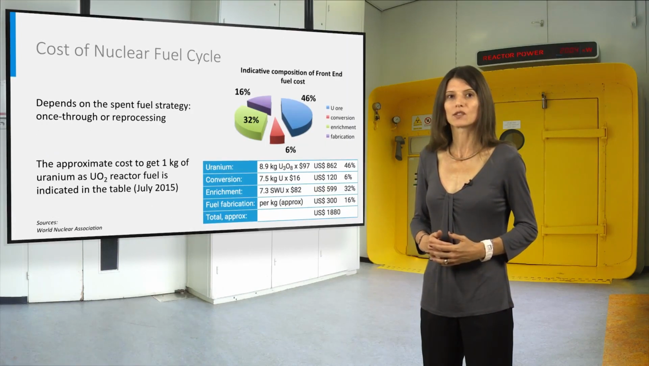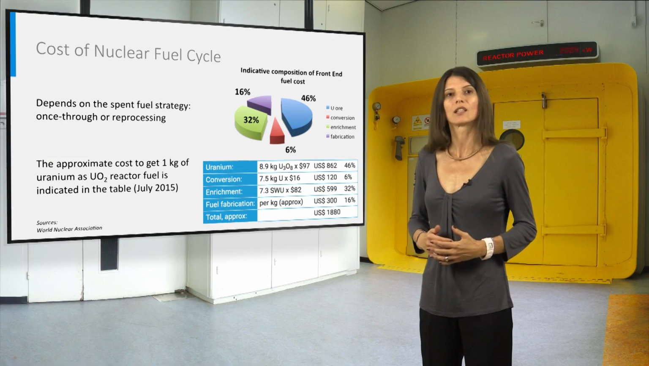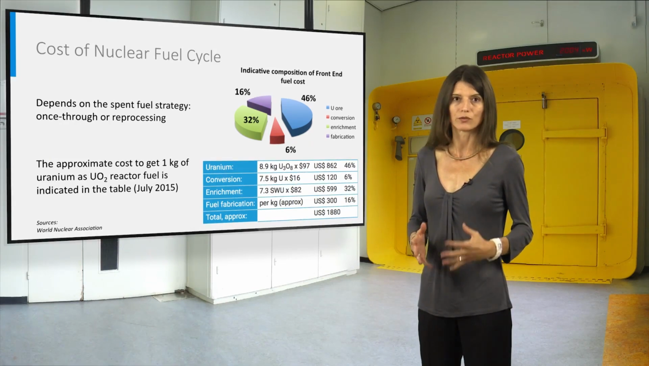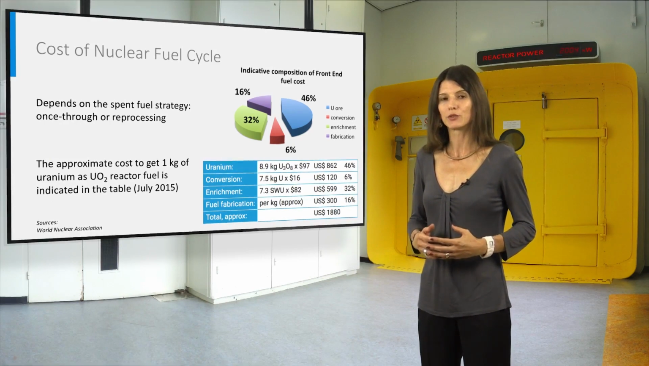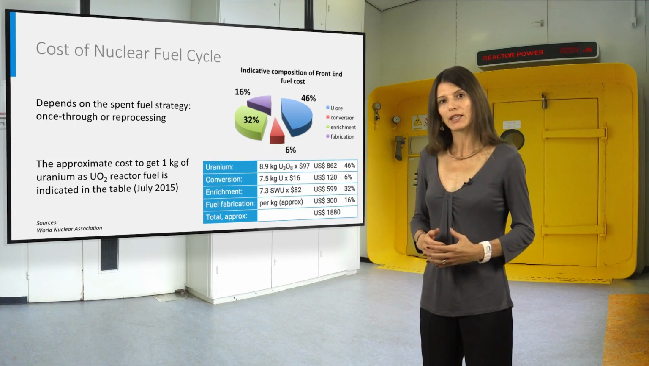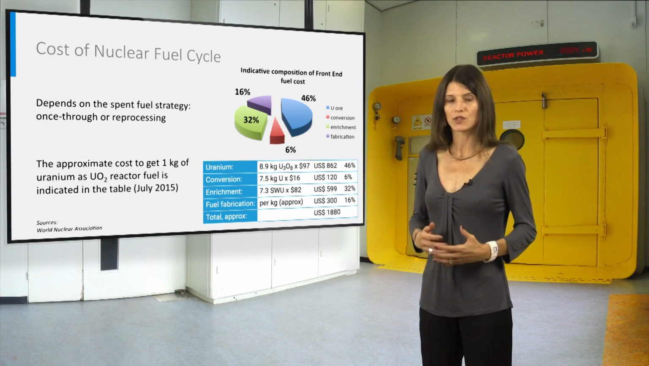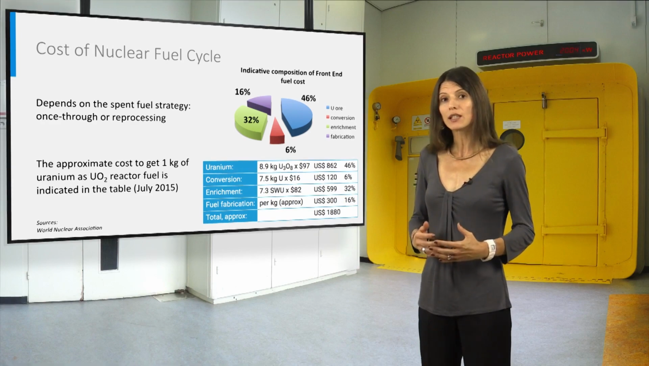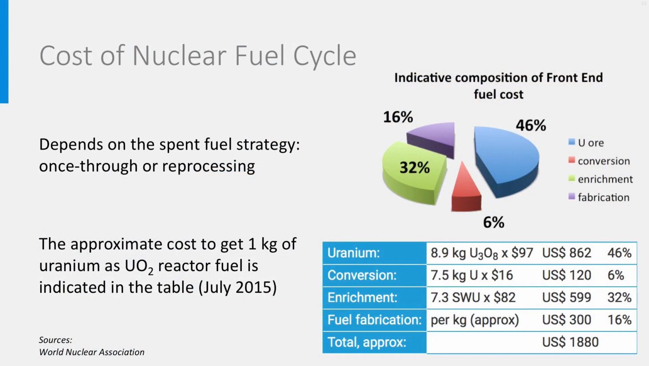The fuel cycle costs are divided in the front end, containing the uranium supply, conversion, enrichment, and fuel fabrication, and the back end, which contains reprocessing, conditioning, and final geological disposal. They vary widely with the fuel cycle strategy, once-through or reprocessing. Disposal costs depend on geological conditions and on the repository features, and until now no industrial reference costs are available on this topic.